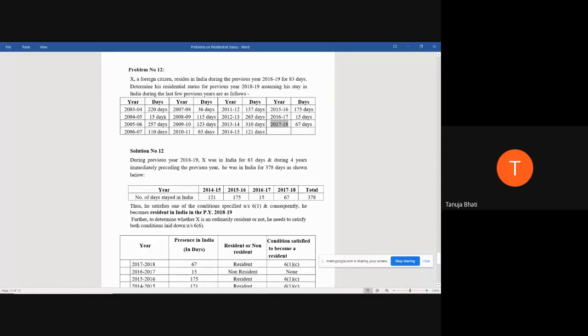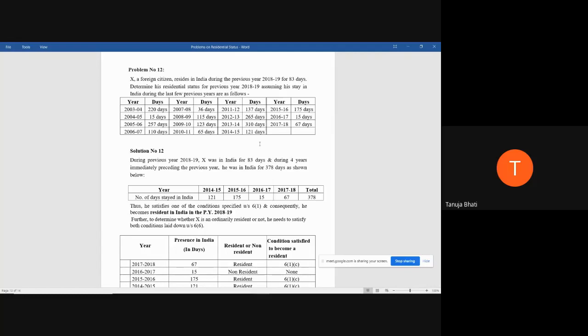They have given us for each year how many days he's staying in India. It is given year wise. So 2003-4 he's staying for 220 days. For 2004-5 he's staying for 15 days, and so on up to 2017-18, he's staying in India for 67 days. Now we have to determine his residential status.